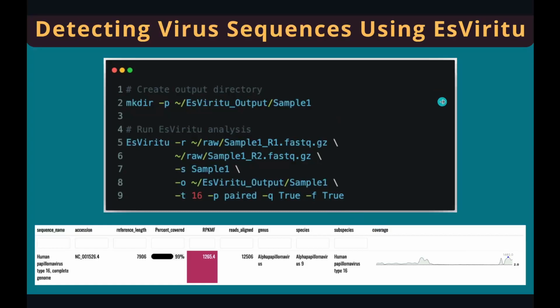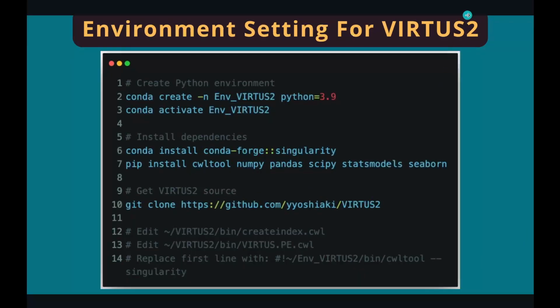And this tool can also work on whole genome sequencing or whole exome sequencing. So it's versatile. The second tool I'm going to introduce is called VIRTUS2. As usual, we introduce our conda environment, install all the essential packages, and download the VIRTUS2 directly from GitHub using git clone plus the URL.